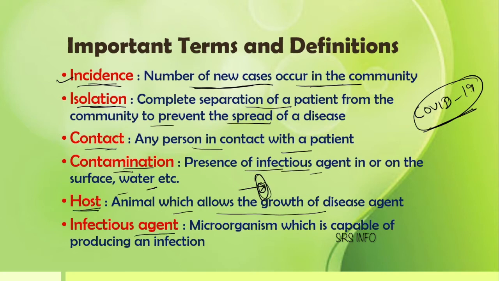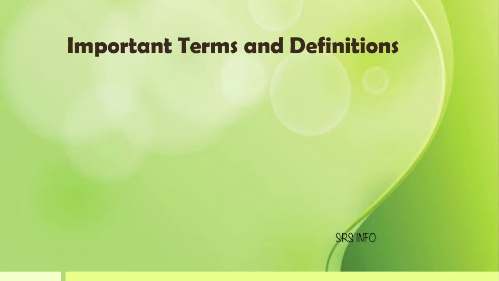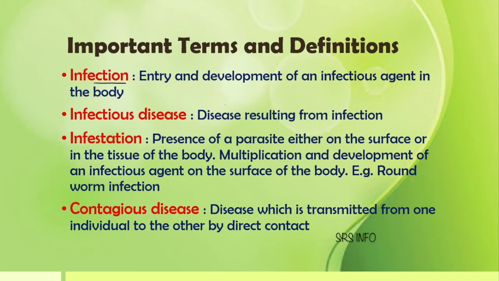Okay. Infectious agent. The microorganism which is capable of producing an infection is called as infectious agent. The microorganism grows within this body and it is capable to give a disease to this healthy person. In that condition, this microorganism is called as infectious agent. Okay. Infection. What is infection? The entry and development of an infectious agent in the body. The process is called as infection.